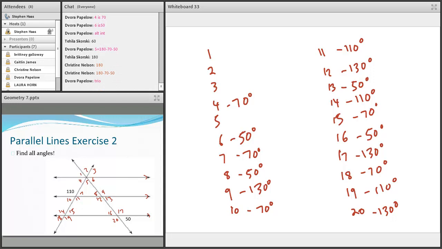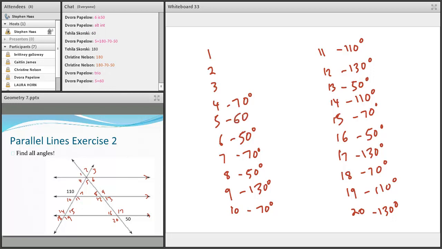Or, by the way, you can get it because it's a triangle with 7 and 8. 7, 8, and 5 are a triangle. They have to equal 180. Or, it's a triangle with 15 and 16 and 5. Either way, 15 and 16 are 50 and 70. 7 and 8 are 50 and 70. 4 and 6 are 50 and 70. So either way, they're supplementary with 50 and 70, which is 120, which means it's 180 minus 120, which of course is 60.